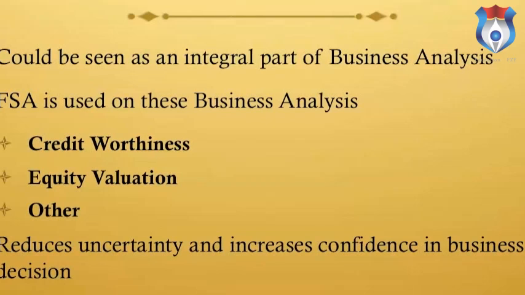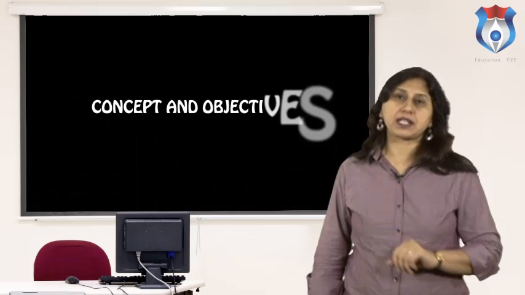Some people say it's a credit worthiness analysis. When a bank does business analysis of a company, that's called credit worthiness. When another company wants to invest in other companies' shares, it is called equity valuation. But what is similar is that both of these business analyses use financial statements as their main source. Why do they choose to use financial statements? It is because financial statements reduce uncertainty and increase confidence.